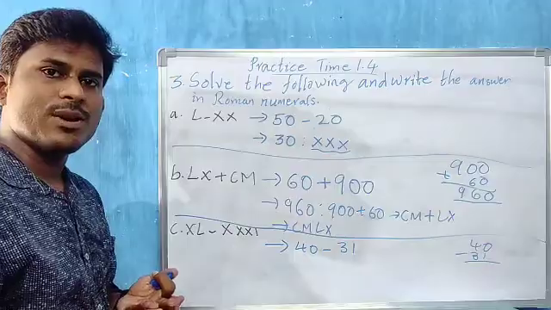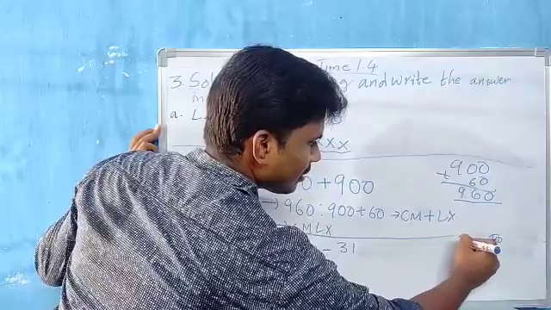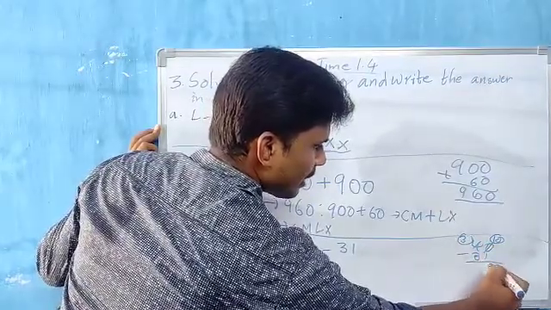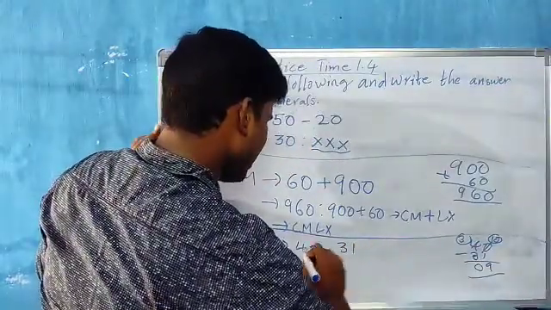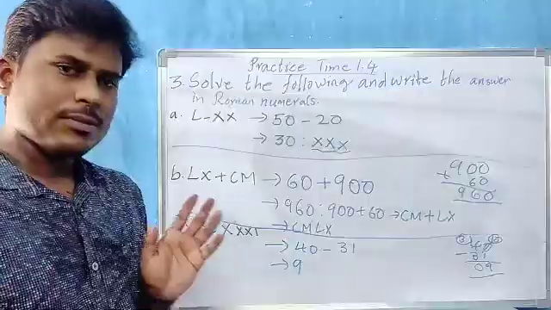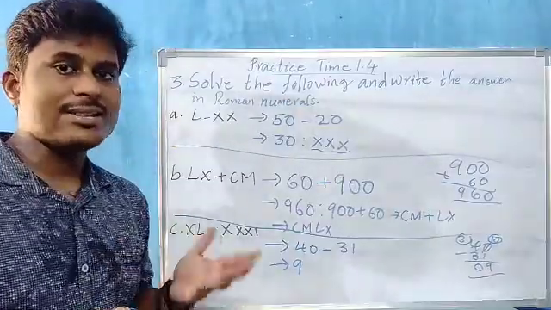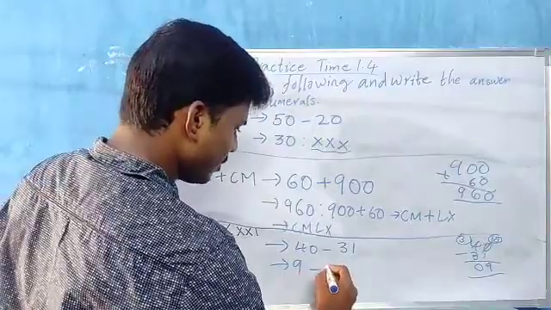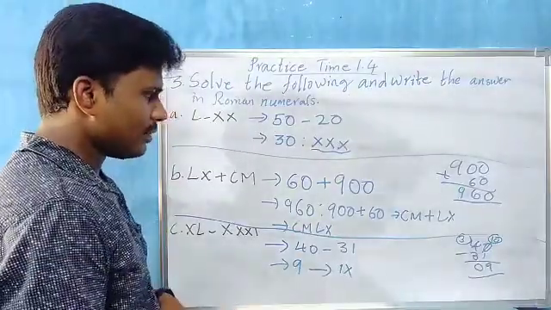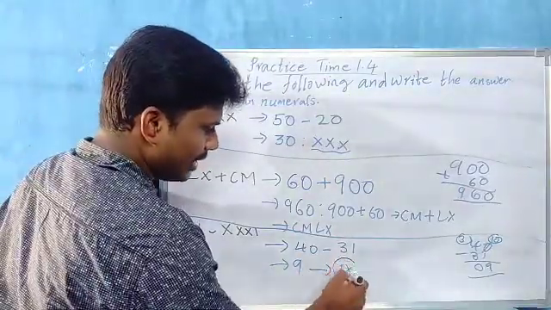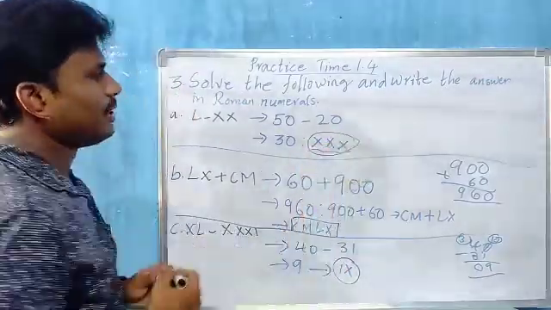0 minus 1. Is it possible? No. So we have to regroup. 10 here and 3 here. 10 minus 1, children, 9. And 3 minus 3, 0. So we got the answer as 9. We have to convert this 9 into Roman numerals, children. So how do we write 9? We write 9 as 10 minus 1. So 10 minus 1 means what, children? X with 1 on the left side. So this is our answer. IX means the answer 9, and here CMLX, and we got the answer here XXX, 30.